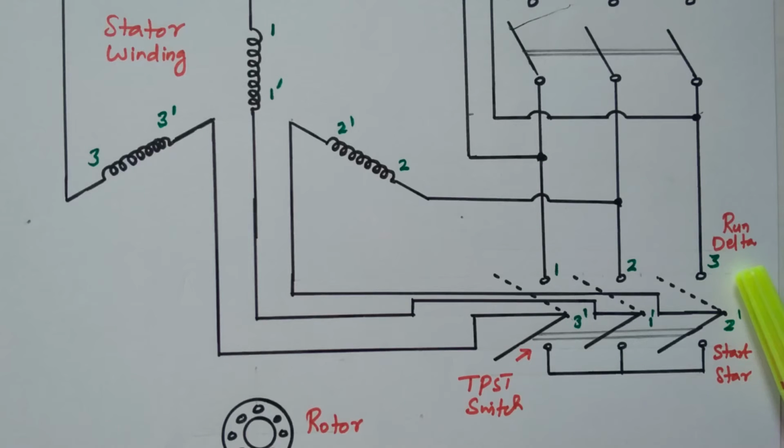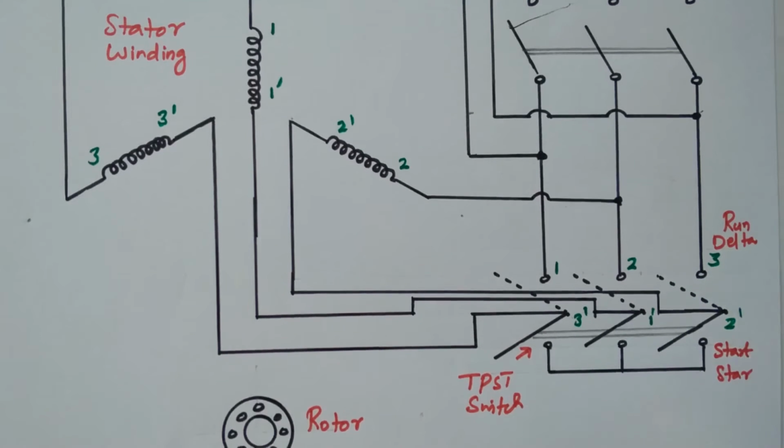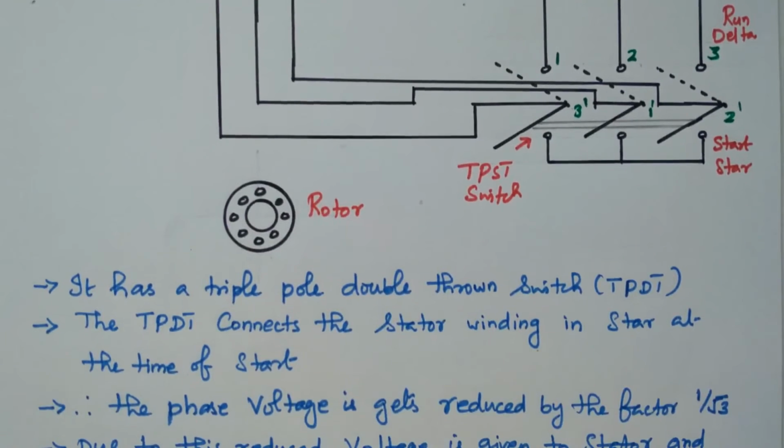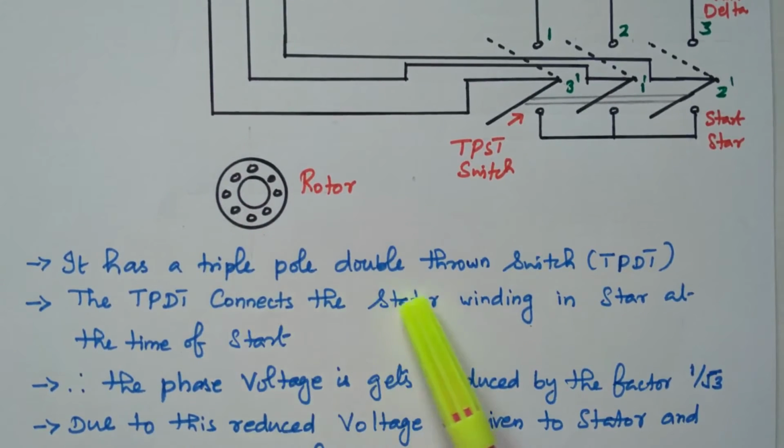So the main aim is, during starting, the stator winding is connected in star connection in order to reduce the voltage by 1 by root 3. Once the motor gains the normal speed and normal voltage, the connection is changed to the upper end of the TPST switch, so that it is connected in delta connection. Now we'll see the description. It has a triple pole double throw switch. TPDT, triple pole double throw.